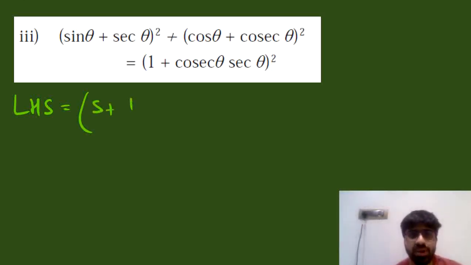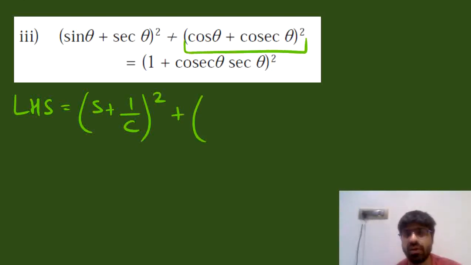We have sine theta plus 1 upon cos theta. This is a terminology I often use to save time, so even you can use it if you want to do the sums quickly. Just make sure that you're not writing these kinds of expressions in your exams, okay? So we have sine theta plus 1 upon cos theta the whole square plus this term would become cos theta plus 1 upon sine theta the whole square.